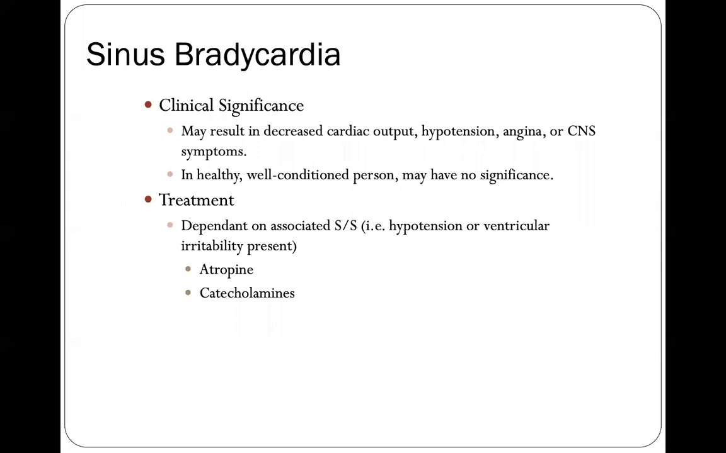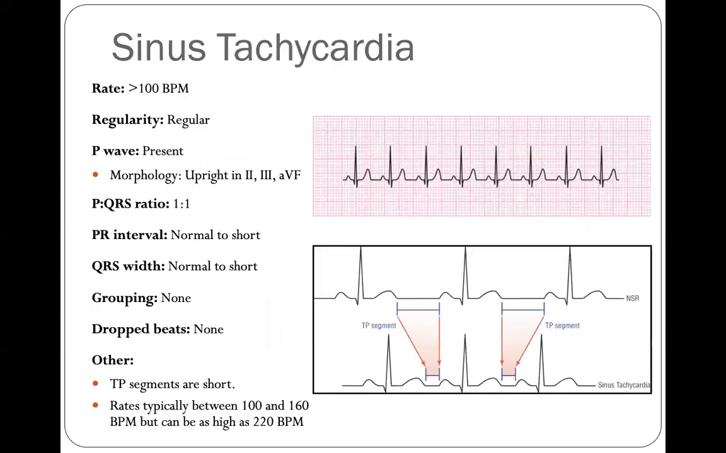And then the treatment, of course, is going to be dependent on signs and symptoms. If there are signs and symptoms, treat those. We often will treat those with atropine and catecholamines. You'll learn that in ACLS. And if it's normal and healthy, then please don't treat them at all because they're normal. Sinus tachy meets all the definitions of a normal sinus rhythm, except it's going greater than 100 beats per minute.